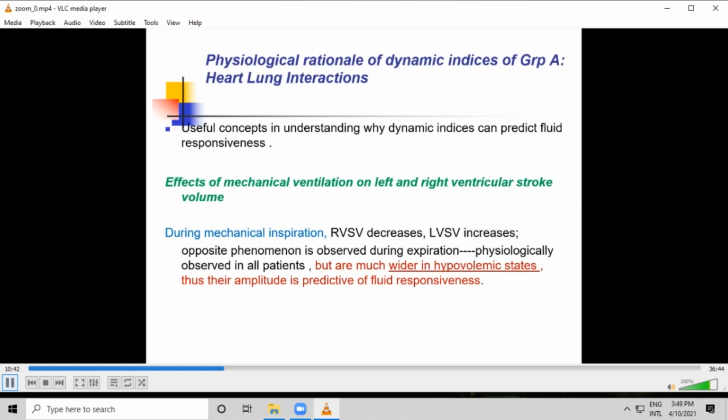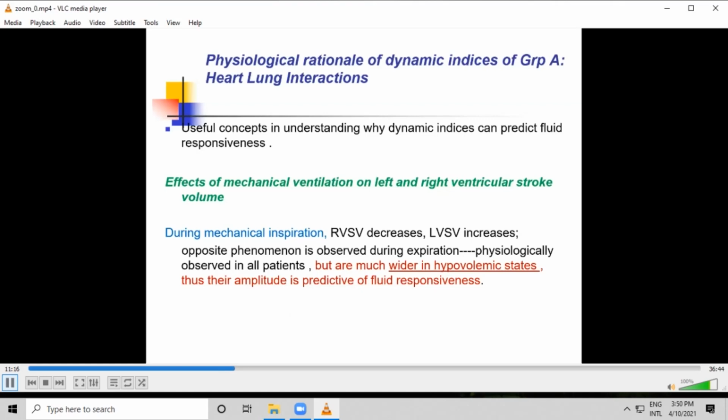Unless we are able to appreciate and understand heart-lung interactions very well during inspiration, during expiration, in a mechanically ventilated patient, in a spontaneously breathing patient, unless we appreciate how these heart-lung interactions affect the left side of the heart, how they affect the right side of the heart, we will not be able to appreciate the dynamic indices very well.